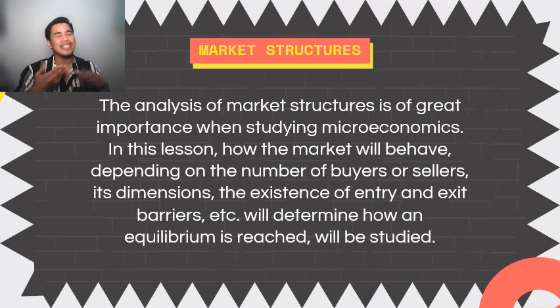So, yung mga words na na-form ninyo, those are the different types of market structure. We have the perfect competition, monopoly, oligopoly, and the monopolistic competition. Okay? So, when we say market structures, the analysis of market structures is of great importance when studying microeconomics. And in this lesson, how the market will behave depending on the number of buyers or sellers, its dimensions, the existence of entry and exit barriers, and etc. will determine how an equilibrium is reached and will be studied in this lesson.